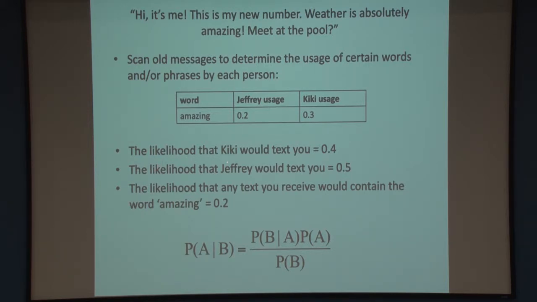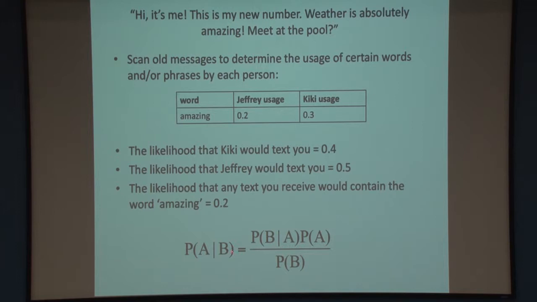You also find that the likelihood that Kiki would text you in the first place is 0.4, and the likelihood that Jeffrey would is 0.5. And the likelihood that any of the texts you would receive contains the word amazing is 0.2. This is important because this is a Bayesian formula. I don't know if you recognize this, but the way this is written, I'll explain what it is.